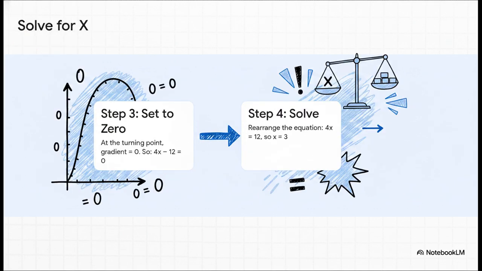Now, here is the absolute key idea. Remember how we said the turning point is where the curve is momentarily flat? Well, a flat line has a gradient of 0. So we take our gradient formula, 4x minus 12, and we just set it equal to 0. Solving that simple equation, we get 4x equals 12, which means x equals 3. See how quick that was?